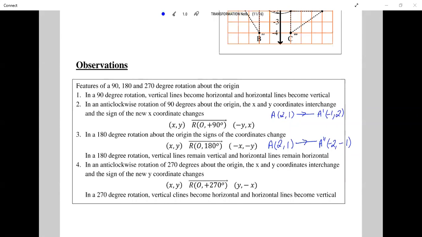All right, and this can come in handy, for example, when the examiner asks you to describe fully the rotation that moves A, B, C to A prime, B prime, C prime, which is a popular question. So it's good when you have the knowledge of these observations at your fingertips.